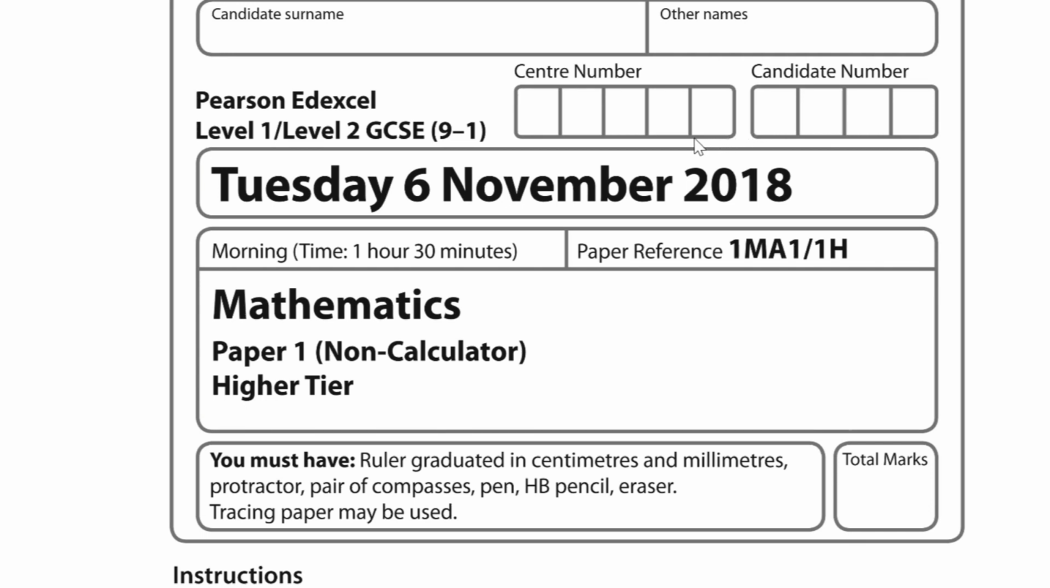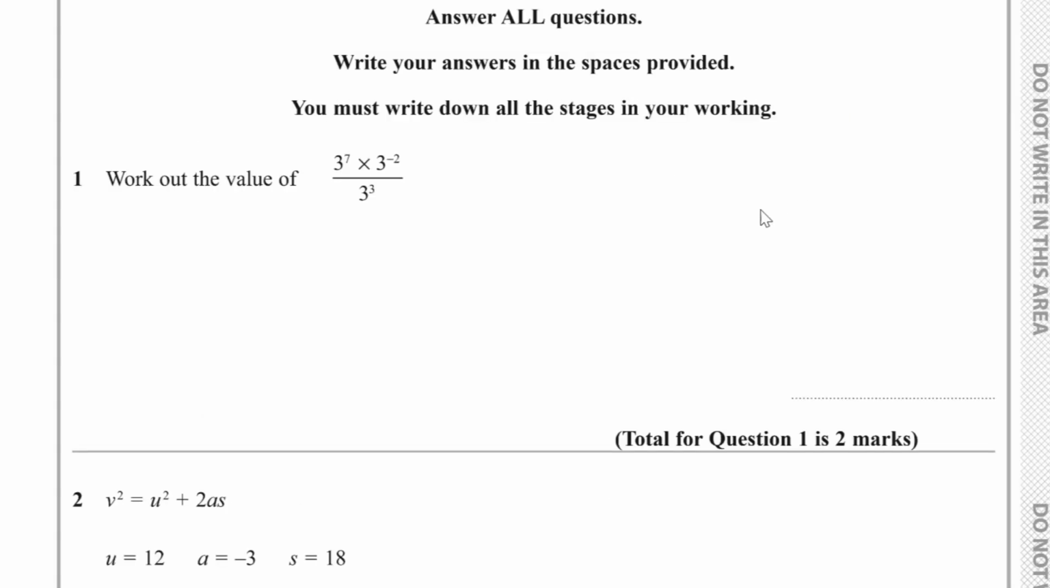This is the Edexcel GCSE 9-1 Maths Higher Paper 1, and it's from the November 2018 series.